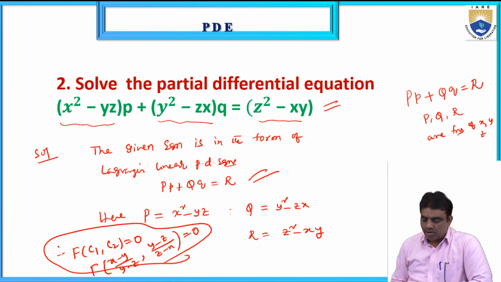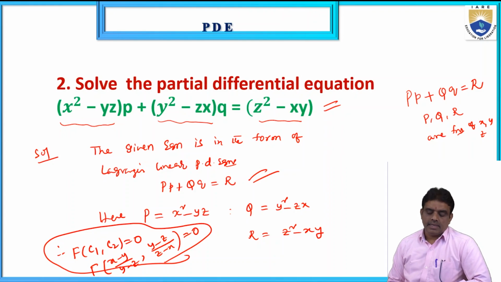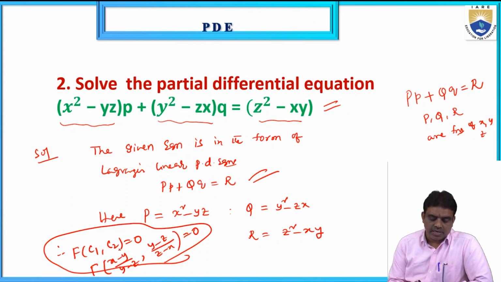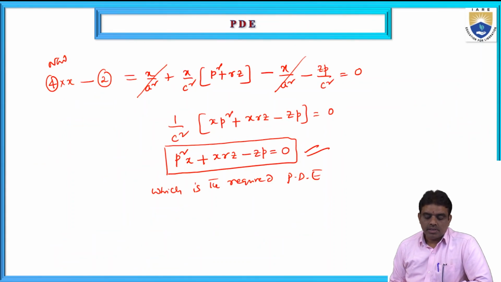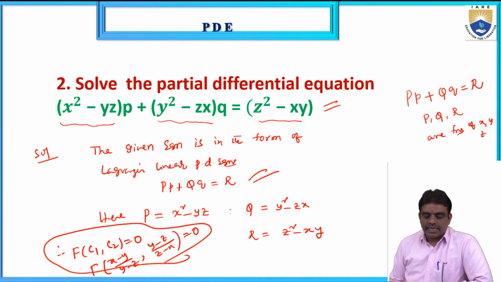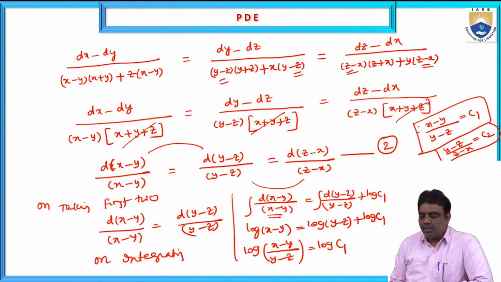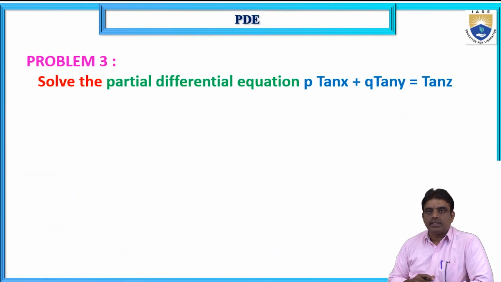Here I have not multiplied anything. I just made groupings using the two relations taken aside, and we get the two independent solutions. On combining, we get f of c1, c2 is equal to 0 as the required solution of the given differential equation. So this is the second problem.